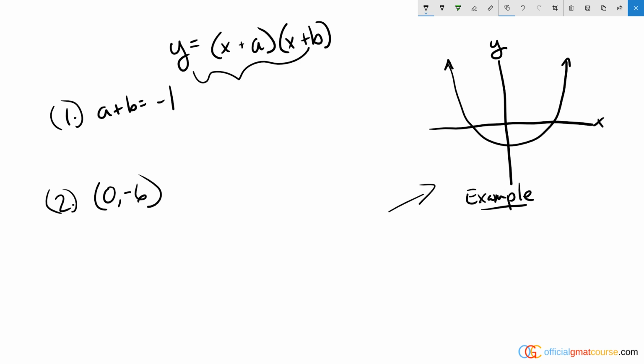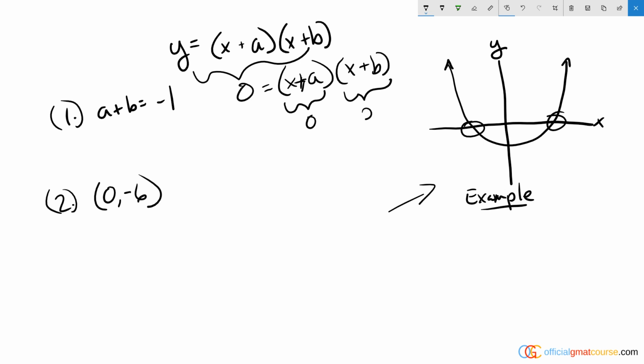In this situation, we'd intercept the x-axis here and here. So we intercept the x-axis when y equals 0. So really what I'm asking is, at what points for x does y equal 0? And if we look at the formula, that's going to occur if either x plus a is 0 or if x plus b is 0, since if one of them equals 0, it'll knock out the other one through multiplication, since anything times 0 equals 0.